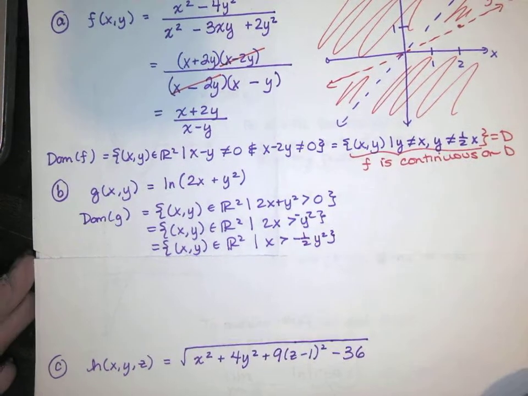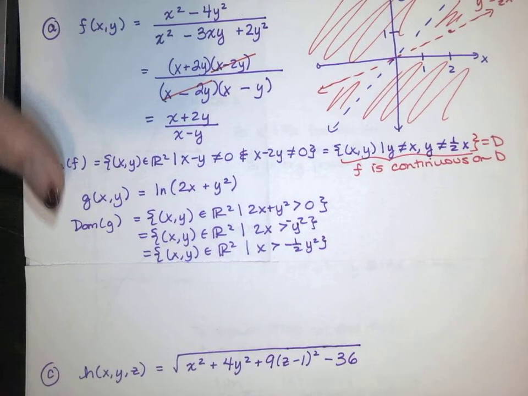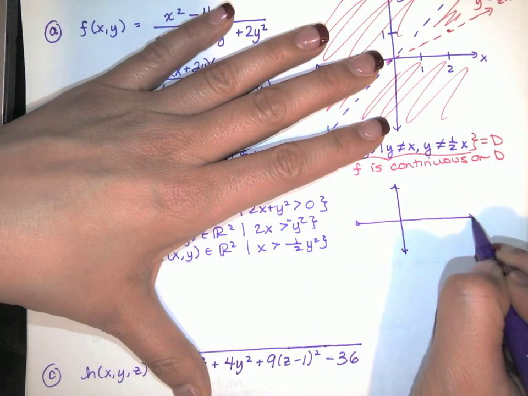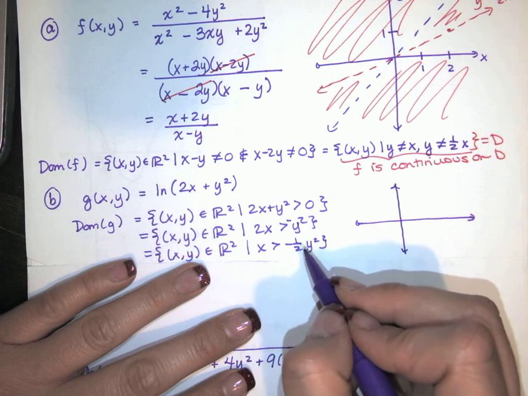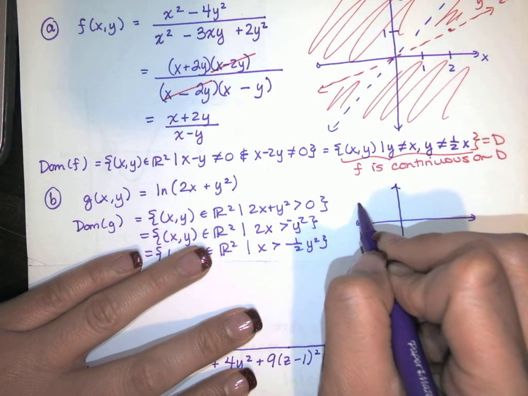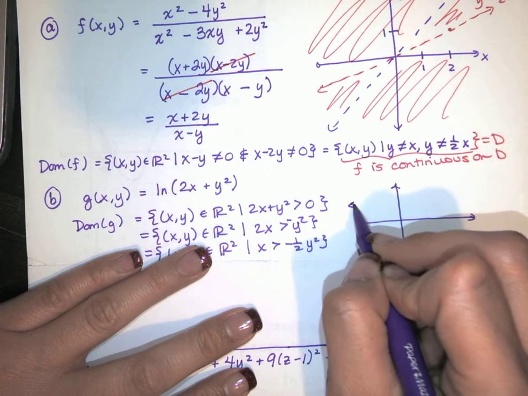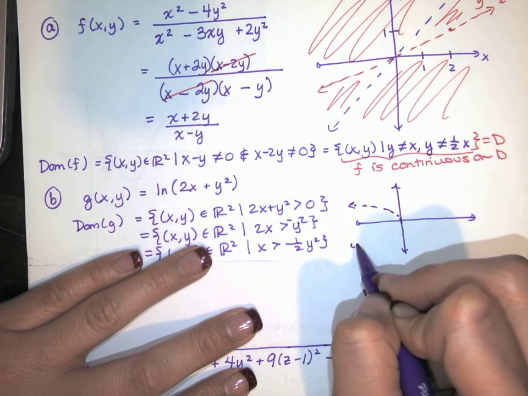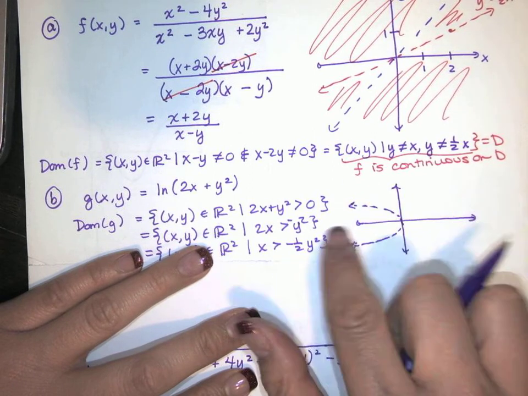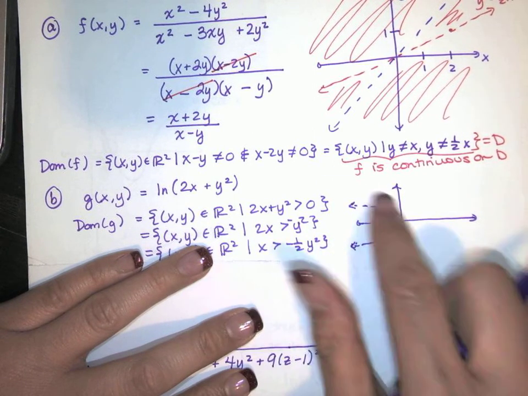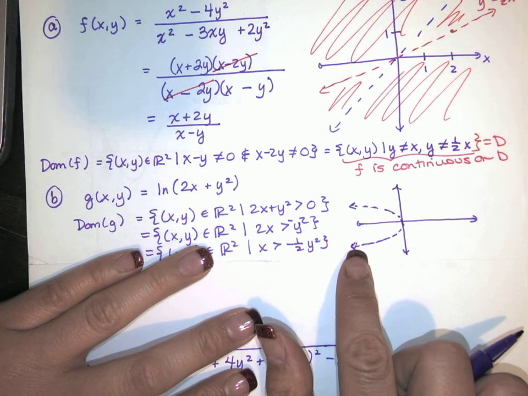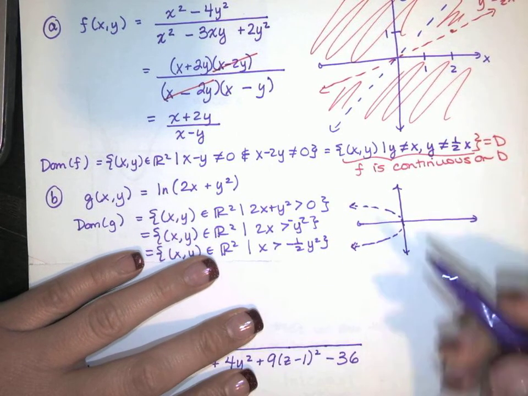You might say, what does that look like? Well, remember that's a parabola on its side. If x was equal to negative 1/2 y squared, we'd have a parabola that faces down like this. I want to say faces down, but it faces to the left. It faces up on the x-axis or down on the x-axis when x is equal to y squared. So it's down on the x-axis is to the left. And x has to be greater than that.